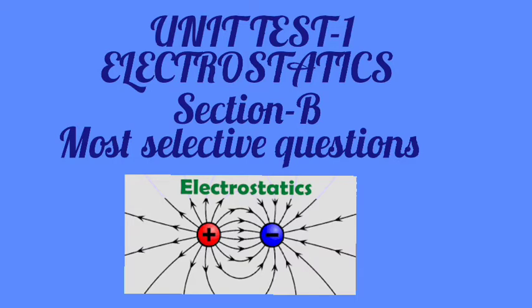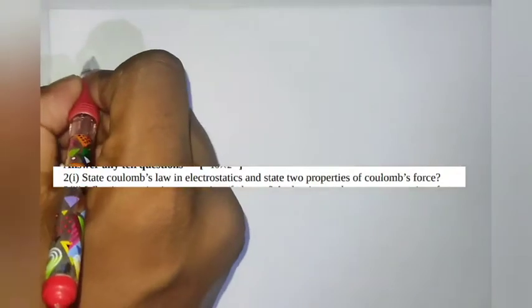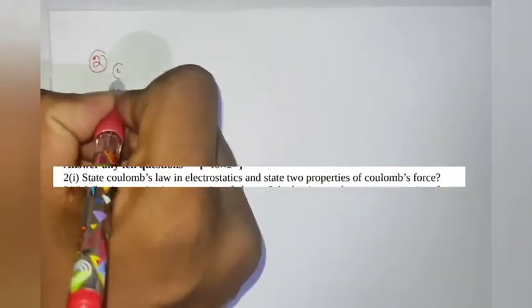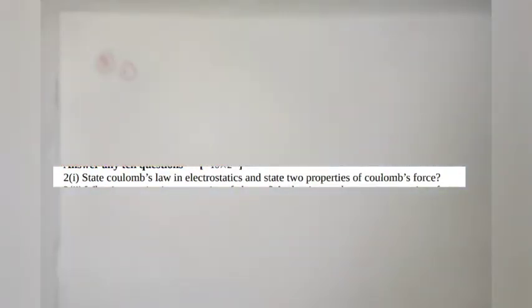So in the previous video I have solved 15 multiple choice questions. Today I shall solve the 12 remaining 2 mark questions, section B. So now we shall discuss section B, 2 mark questions. So the first question was: state Coulomb's law in electrostatics and state two properties of Coulomb force.